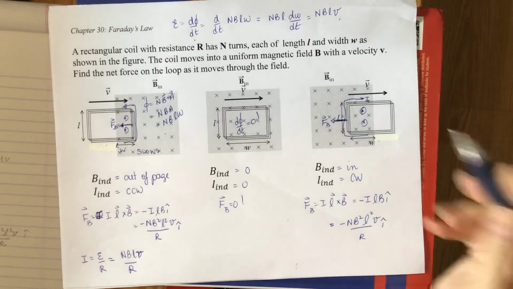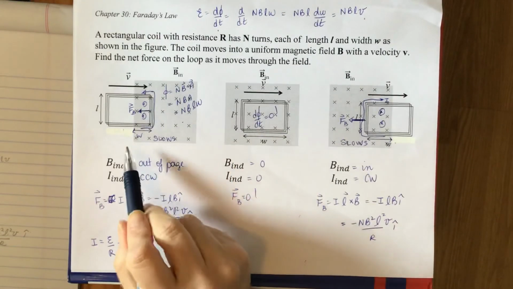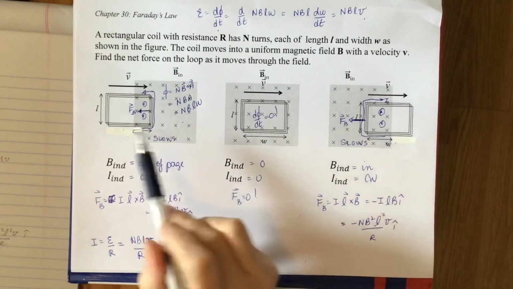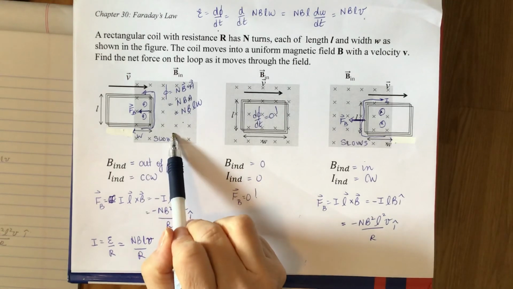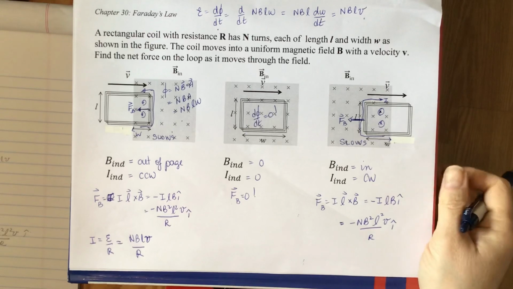So that's kind of interesting that it also slows it coming out of the field. So the magnetic force is resistive to change, so it resists going into the field. It's okay while it's in the field, and it resists coming out of the field. That's kind of an interesting application.